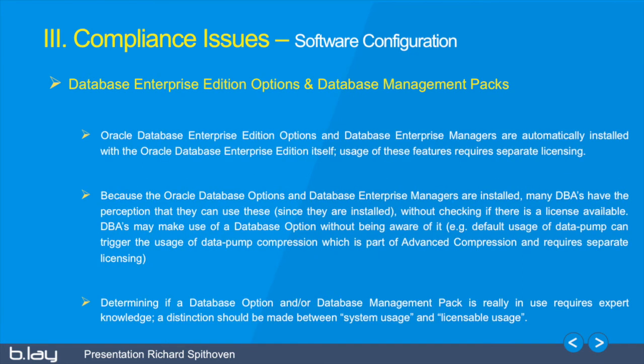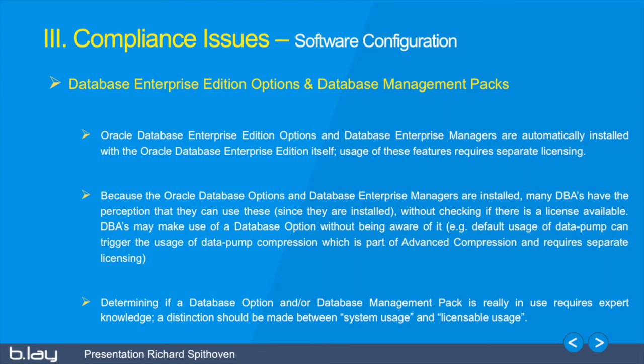The next part with regards to the software configuration compliance issues is related to the Oracle Database Enterprise Edition options and database management packs. Because if you install the Oracle Database Enterprise Edition, depending on the version, but for 12c for example, a total amount of 17 different database options and database management packs are automatically installed with the Oracle Database Enterprise Edition itself. And that on its own is not a problem, but the usage of those features requires separate licensing. For example, if you start using partitioning or advanced compression, diagnostic pack, tuning pack, the usage of all those additional add-on features is required to be licensed separately.